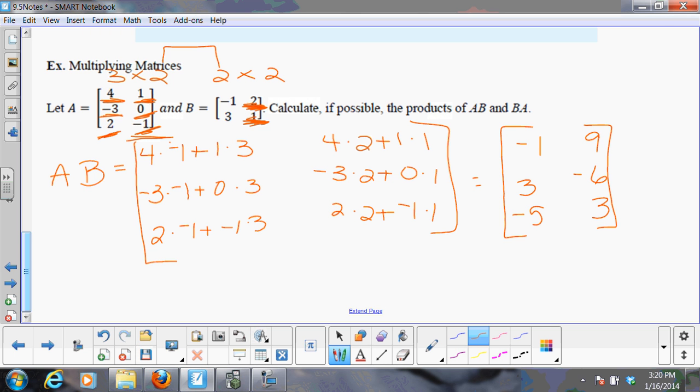If I want to multiply B times A, because it would be a 2 by 2 timesing a 3 by 2, these don't match, so I cannot multiply B times A.